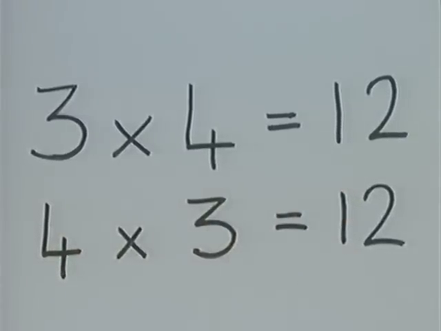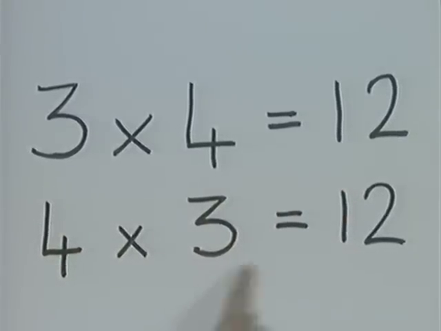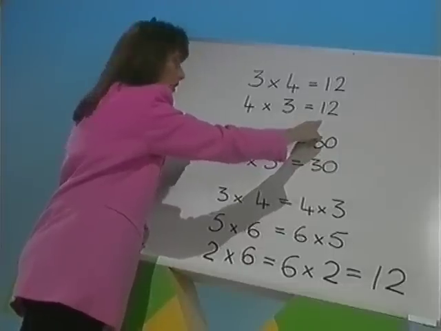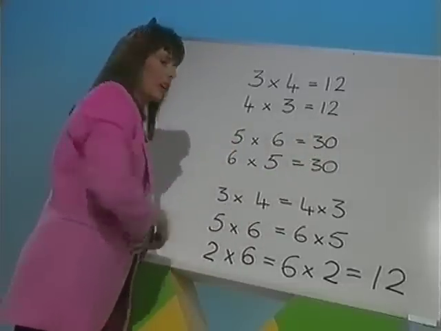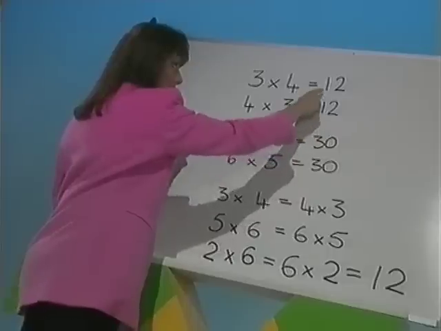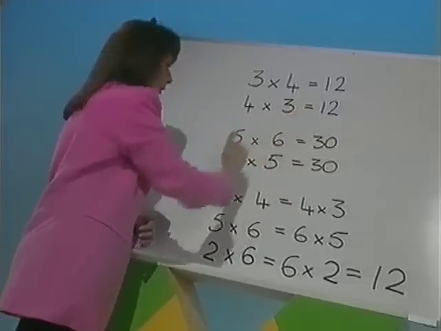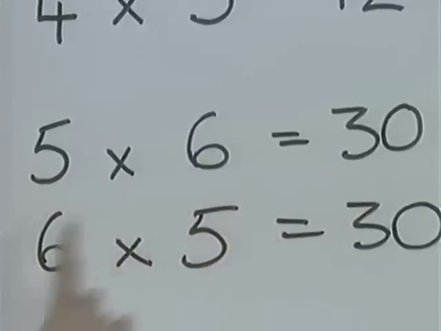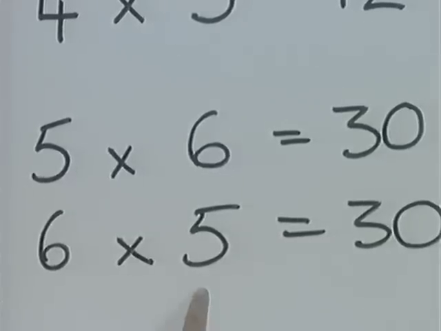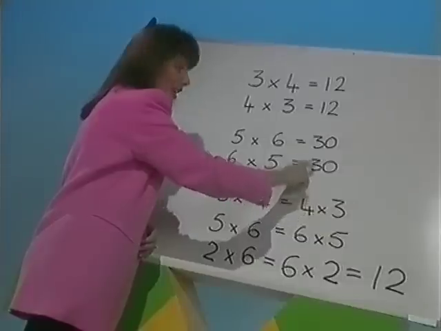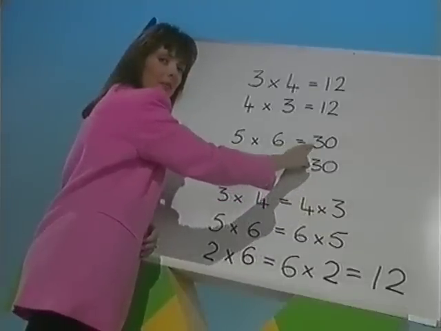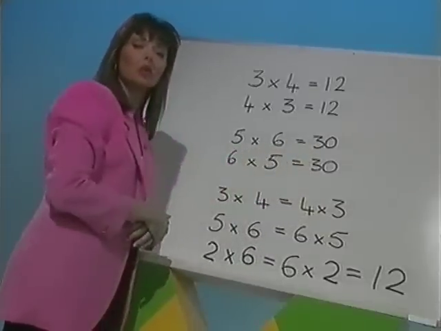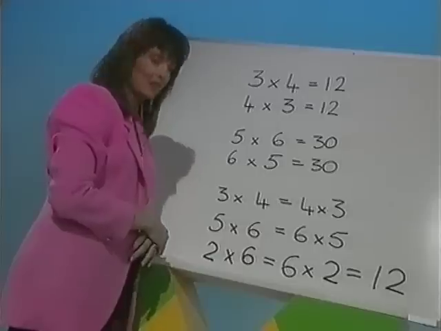Well, you know that. And 4 times 3 is also 12. Well, you know that too. What's happening? Well, the answer is the same. Now, 5 times 6 is 30, and 6 times 5 is also 30. The answer is the same again.